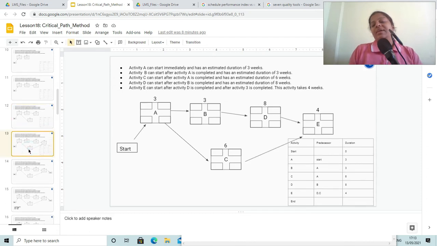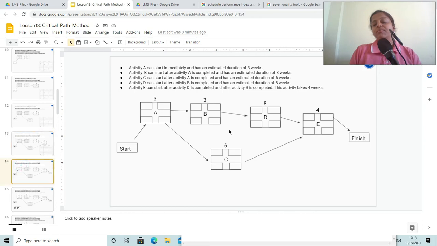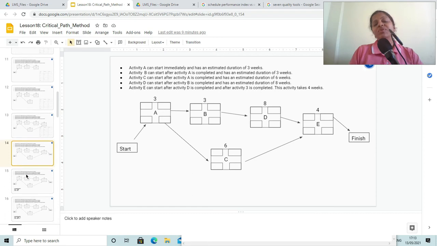And the next task, that is E, it has dependency on both D and C, which means only after completion of task C and D you will be able to start with E. So this is how the network diagram looks like. Now in this network diagram we need to find out the critical path. First we have to determine the different possible paths in this network diagram.